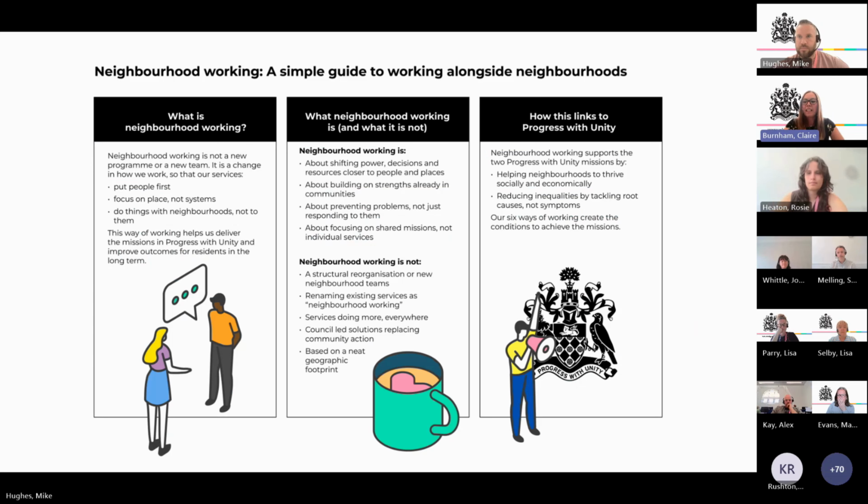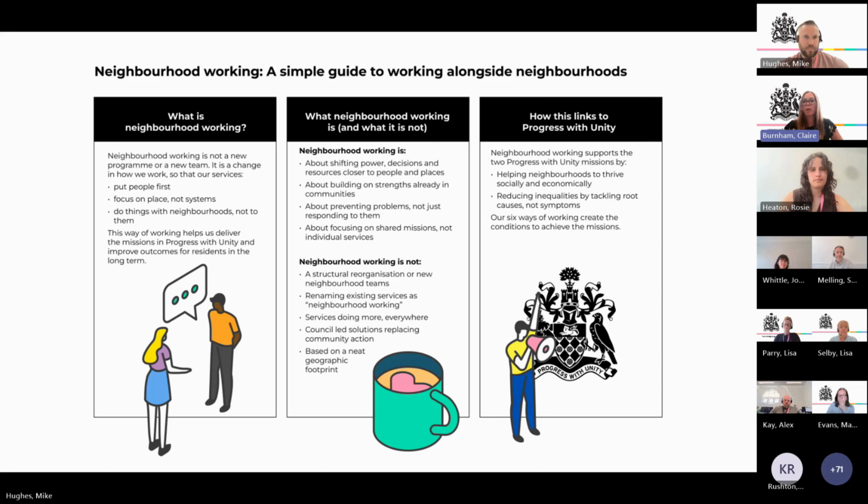So this is what the guide looks like. It's a side of A4. This is the first bit, and then I'm going to take you through 6 slides that give the detail. But when you see it as a document, when we circulate it after the meeting, it is just the 2 sides of A4. So I'm going to take you through the simple guide in terms of working alongside our neighbourhoods. And as we said previously, this isn't about teams or structures. It's about the culture and the way that we work, and embedding that 6 ways of working.